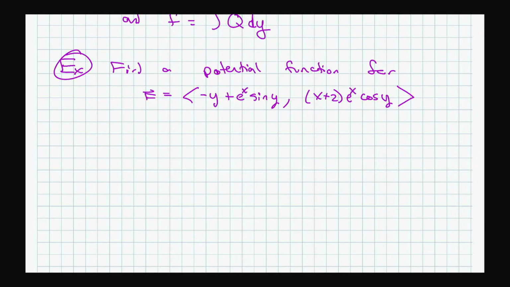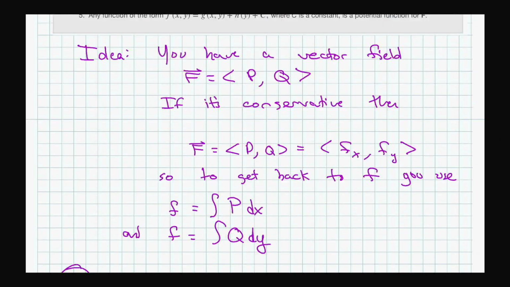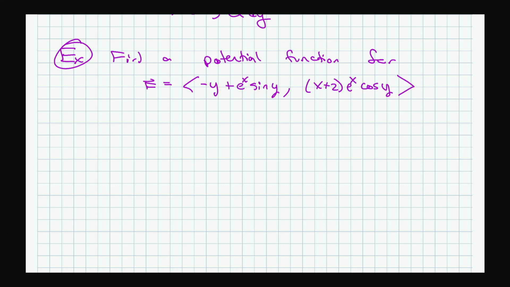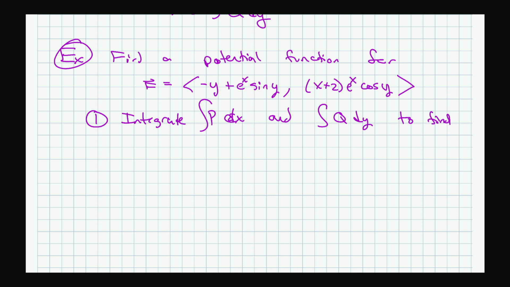Here's how I would do it. I would do it the way that I wrote here, basically. I would just integrate twice: once for p, once for q, and we'll look at the results. Okay, so these are my steps. Integrate the integral of p dx and the integral of q dy to find two possibilities for f.